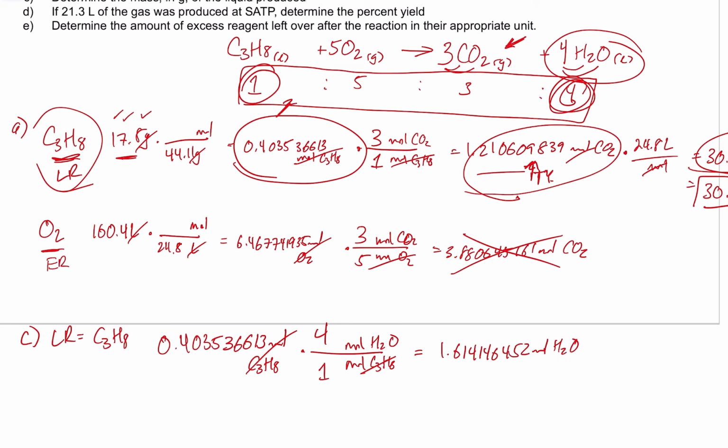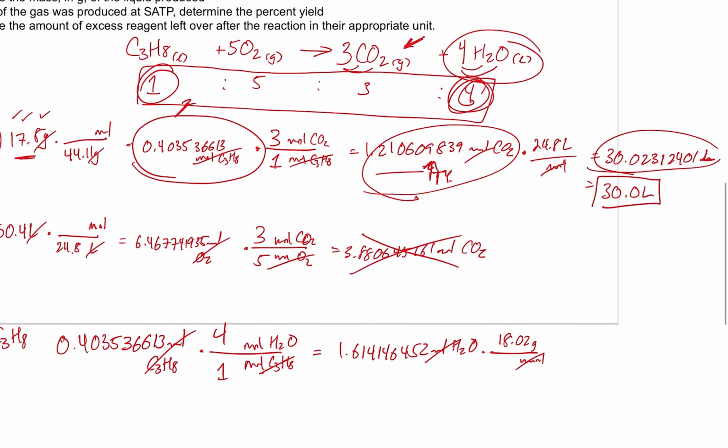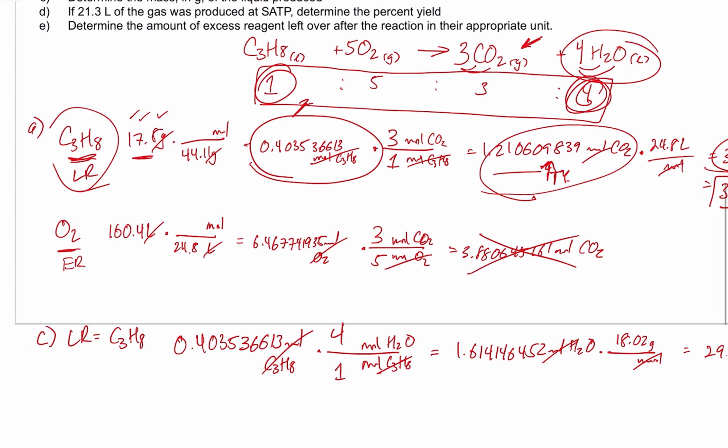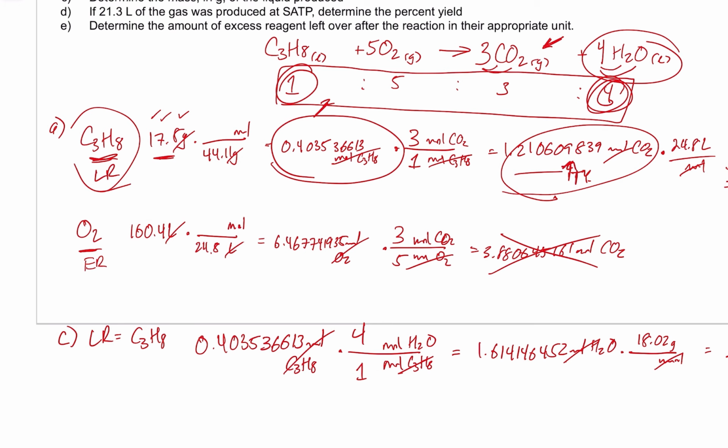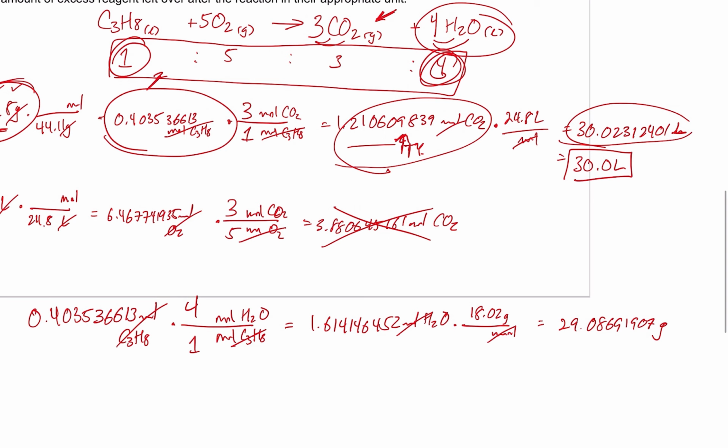Again, they want this in grams, so we need a molar mass of H2O, which is 18.02 grams per mole. Again, mole goes on the bottom because we want to cancel that out. And when we do this calculation, we get 29.08691907 grams of H2O produced. Again, we have originally 3 significant figures from our limiting reagent. So that's going to be 29.1 grams of H2O produced.